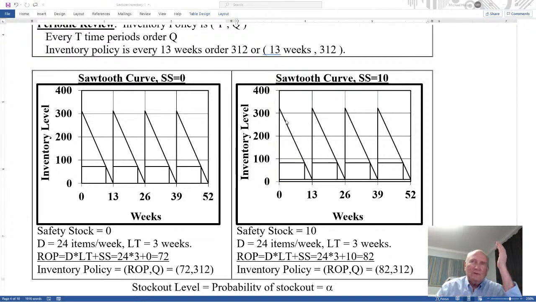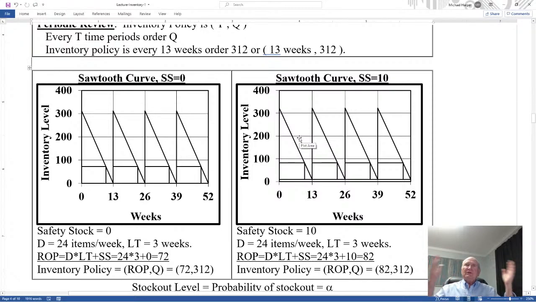So let's suppose you have 200 items of inventory. What was your inventory policy before? I don't know what it was. I really don't know. But I have my demand forecast. I have a new forecast for my demand. I have a policy of 82, 312. That's what I'm going to use going forward. So boom, it's going to be 82, 312.